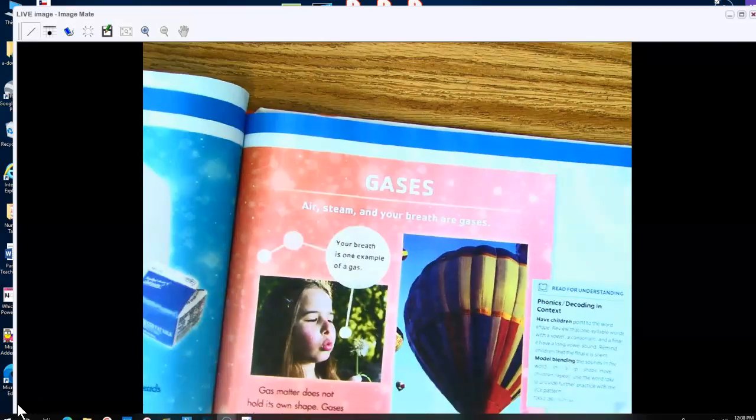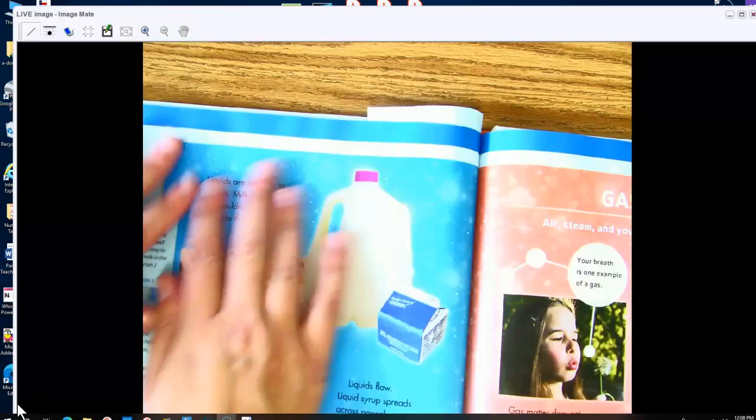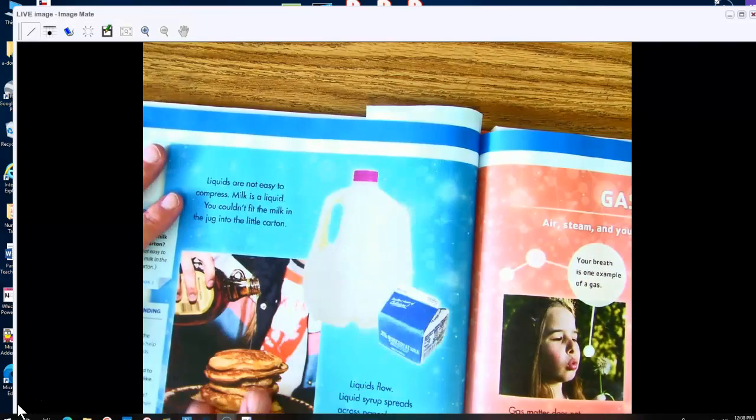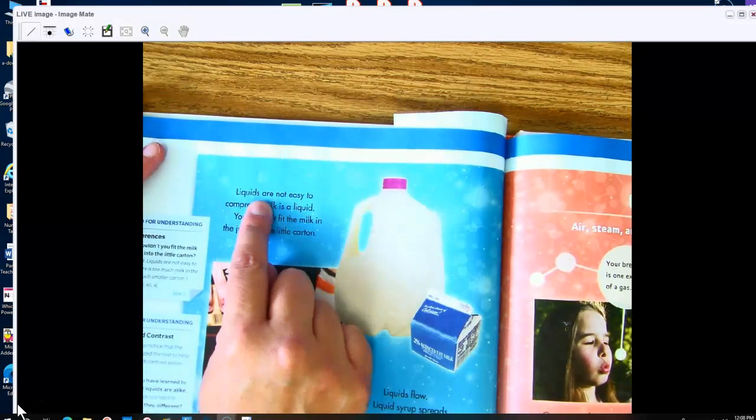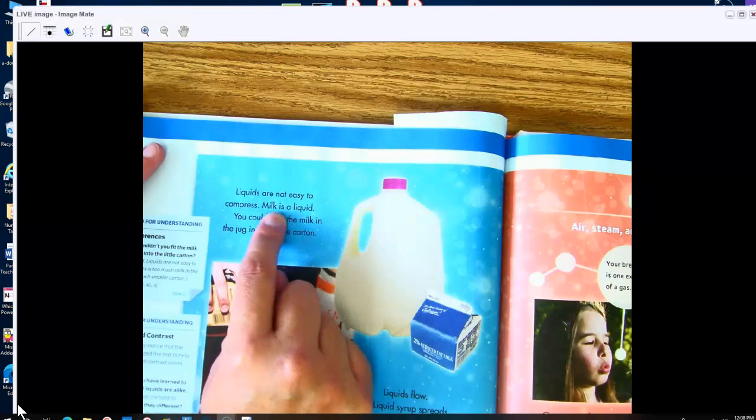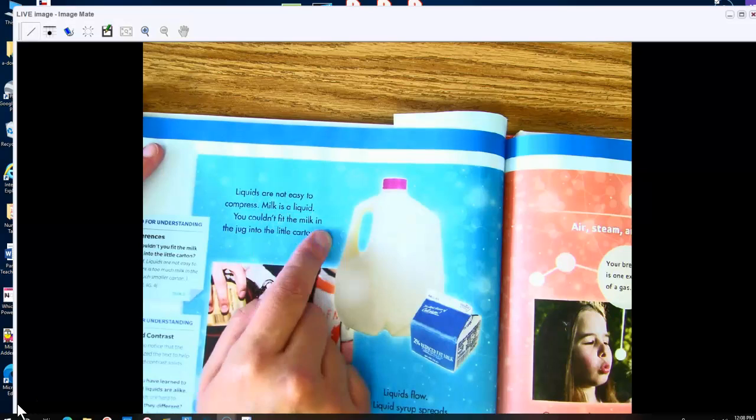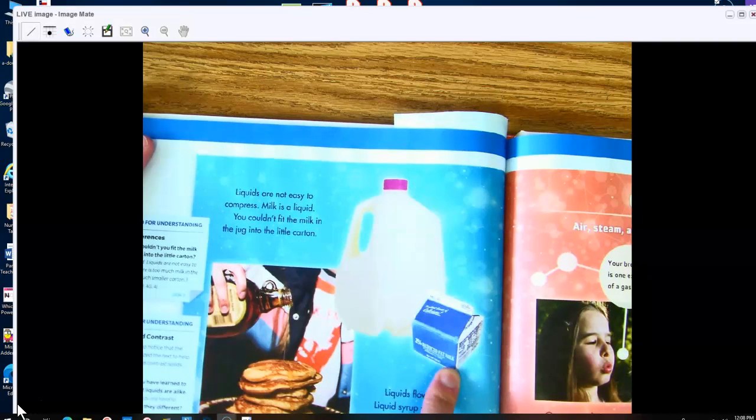Okay, turn the page. Let's learn more about liquids. We haven't got to a new heading yet, so we're still learning about liquids. Liquids are not easy to compress. Milk is a liquid. You couldn't fit the milk in a jug into the little carton. Liquids flow. Liquid syrup spreads across pancakes.